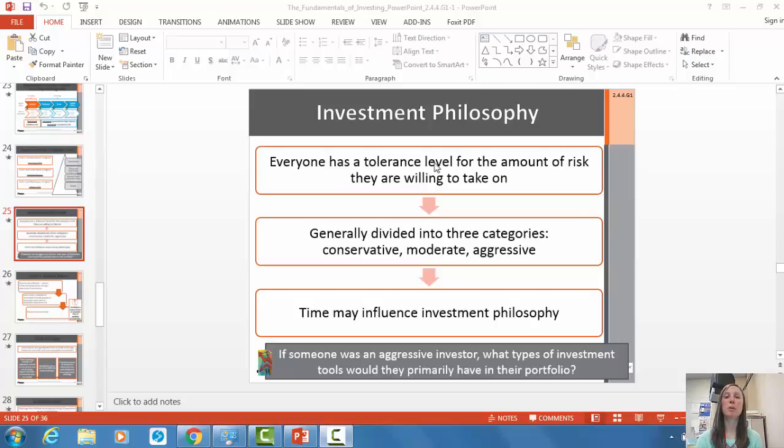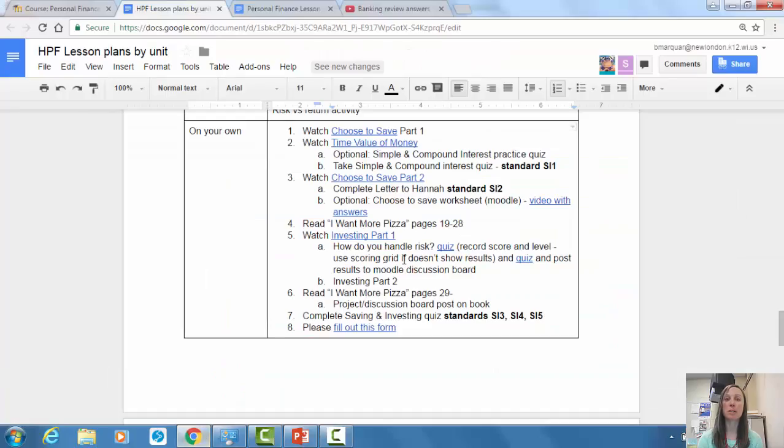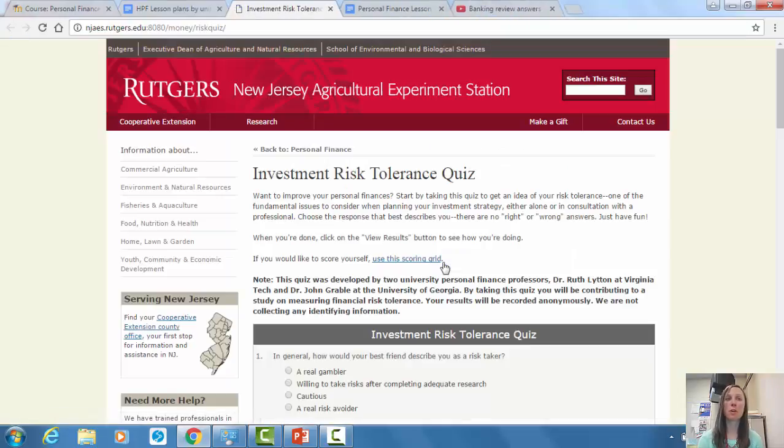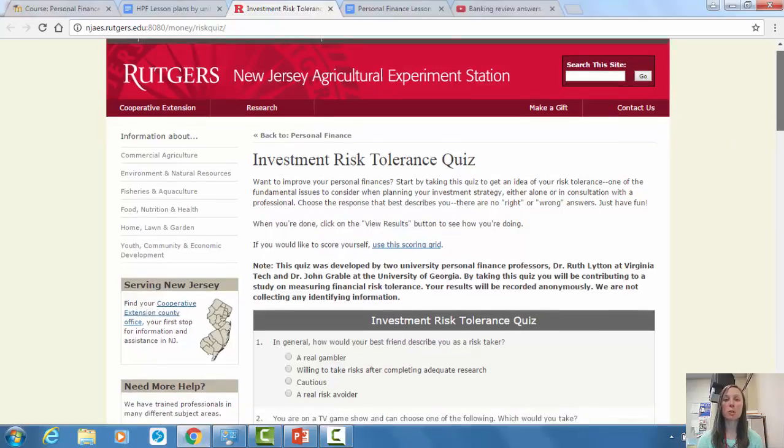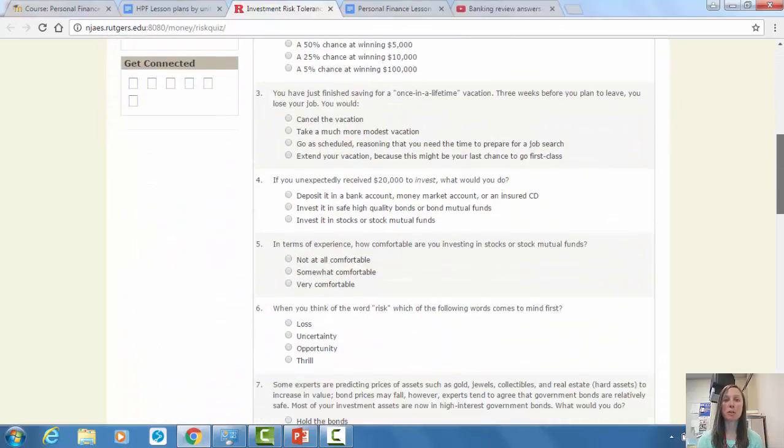So next we're going to talk about your investment philosophy. And if you haven't yet, you're going to go in your lesson plans and you're going to take these 2 quizzes. The first quiz is from Rutgers. It's an investment risk tolerance quiz.